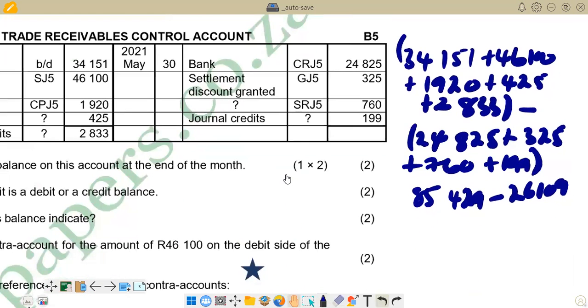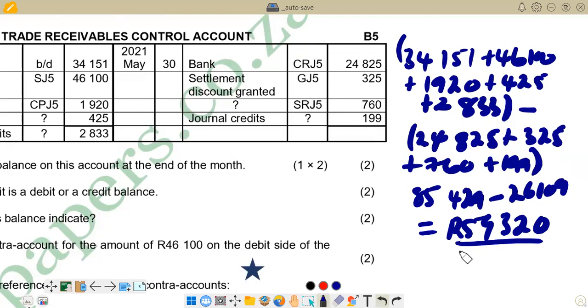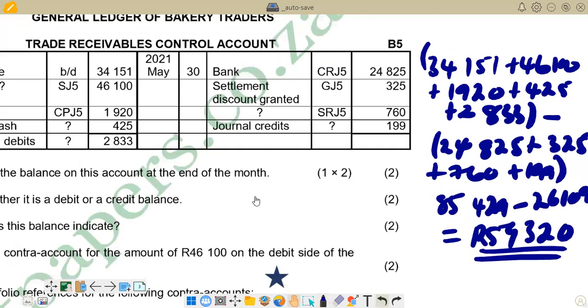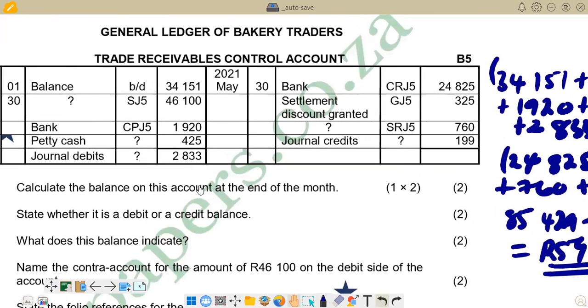So when you now say 85,429 minus 26,109, the answer that you are supposed to get there is 59,320. So this is basically the balance that we have. Let's see what the question requires. The question is only asking to calculate the balance on this account at the end of the month. Then the second question says, state whether it is a debit or credit balance.